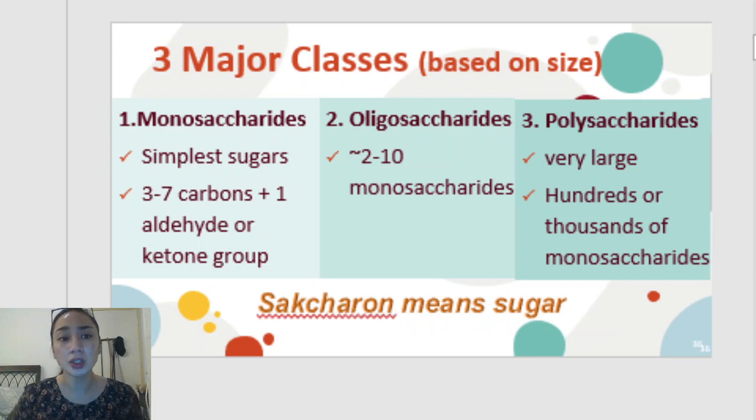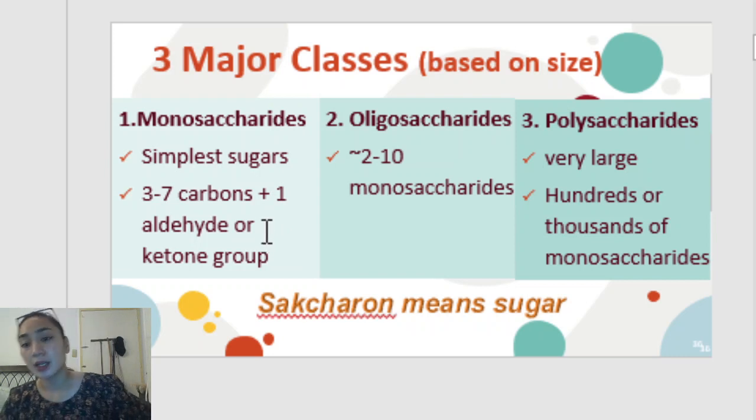So, mono, they are the simplest sugars, and there are about 3 to 7 carbons plus one aldehyde or ketone group. So again, simplest sugar, mono, and then 3 to 7 carbons plus one aldehyde or ketone group.